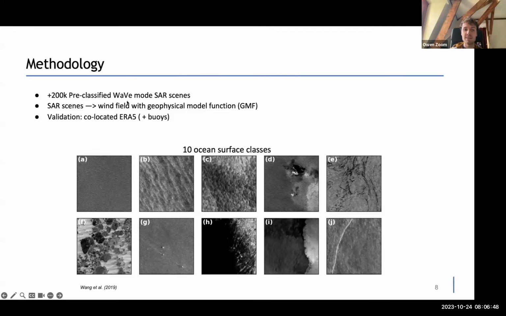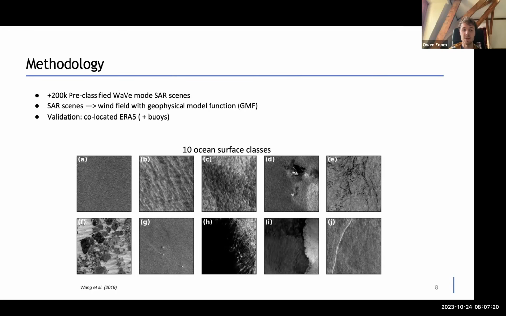To do so, we start from a pre-classified selection of SAR scenes. So we use about 250,000 SAR scenes, where half are convective streaks and the other half are convective cells, the cellular patterns. So those are class B and C respectively of this classification done by a former researcher at Ifremer, Chen Wang.